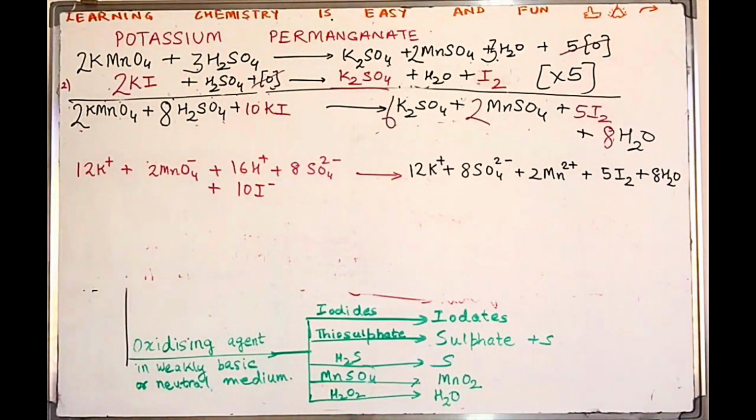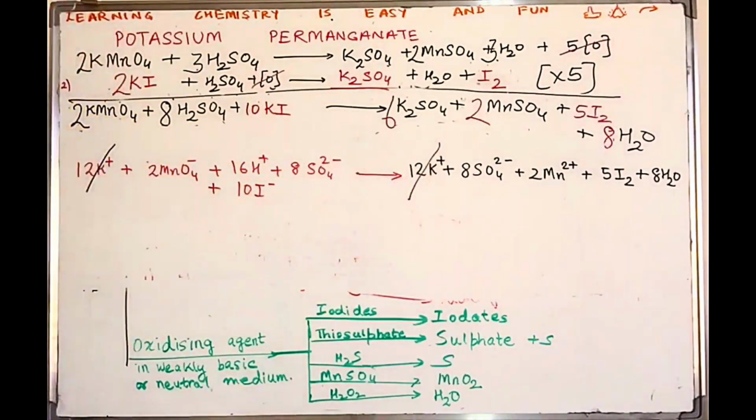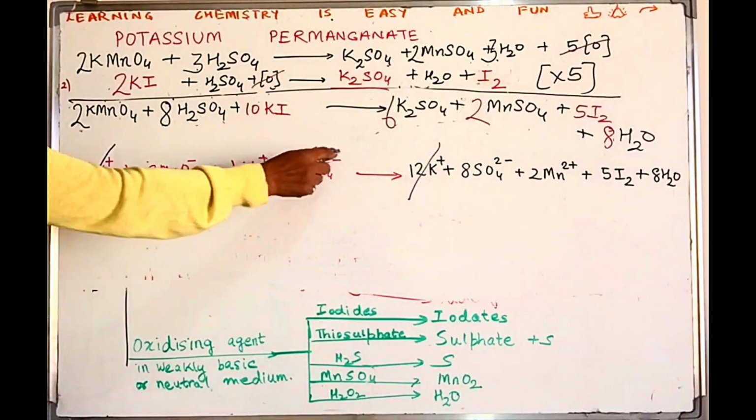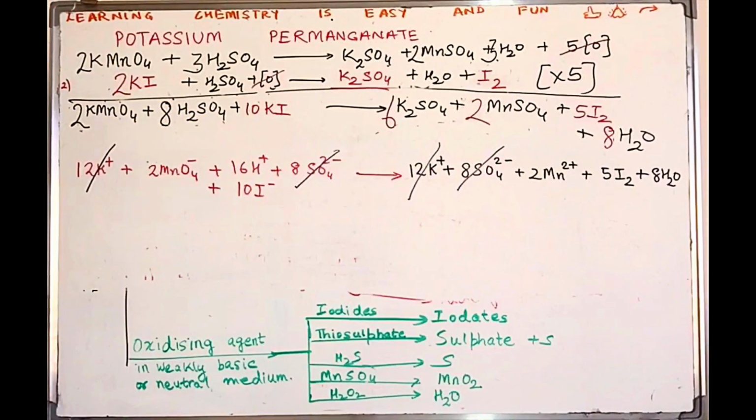The next step for you to do is to cancel out the common ions, or the ions which are not undergoing any change. 12 K positive, 12 K positive. Finish. Anything else that we can remove? 8 sulfate and 8 sulfate. Clear? Anything else that we can remove?